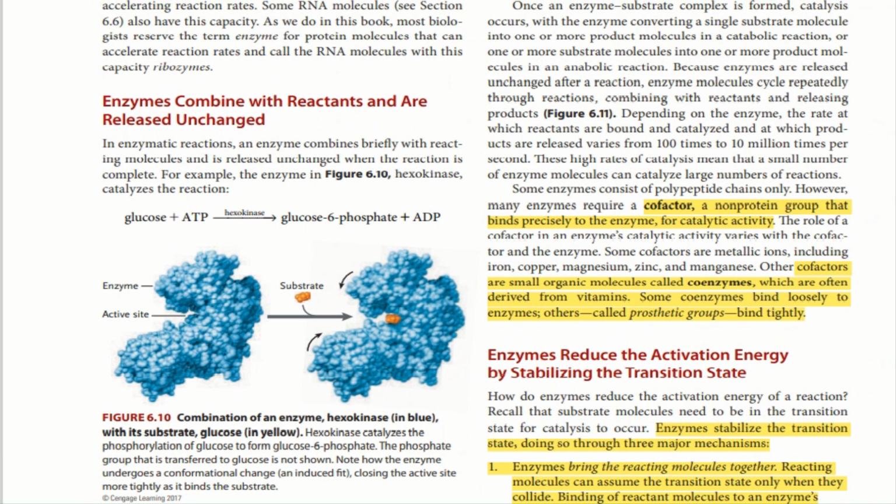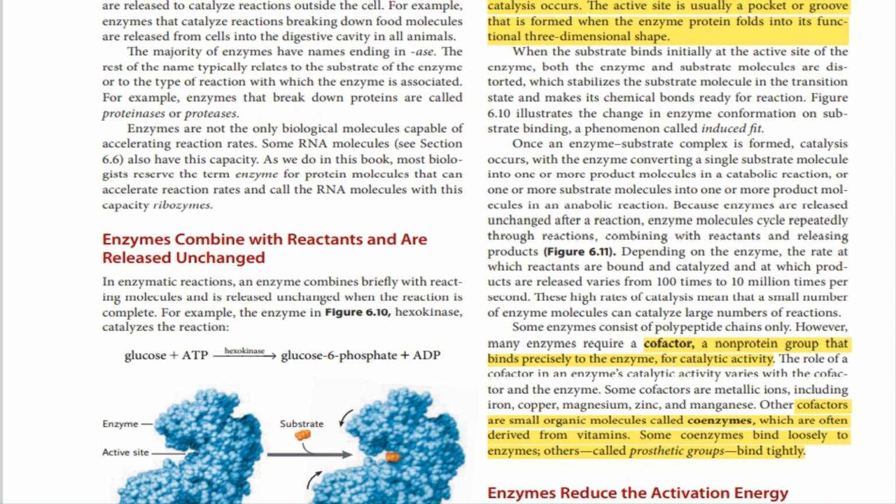Figure 6.10 shows the combination of the enzyme hexokinase, in blue, with a substrate, glucose, in yellow. Hexokinase catalyzes the phosphorylation of glucose to form glucose 6-phosphate. The phosphate group that is transferred to glucose is not shown. Note how the enzyme undergoes a conformational change, closing the active site more tightly as it binds to the substrate.